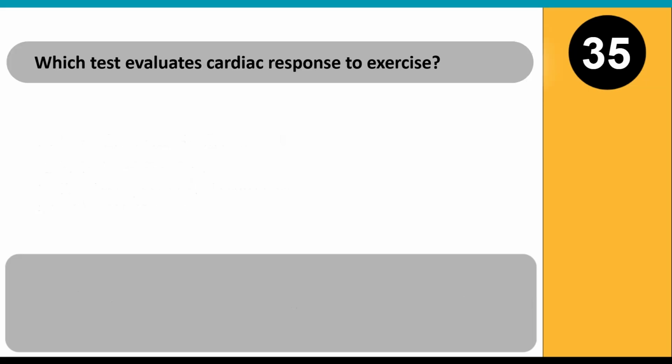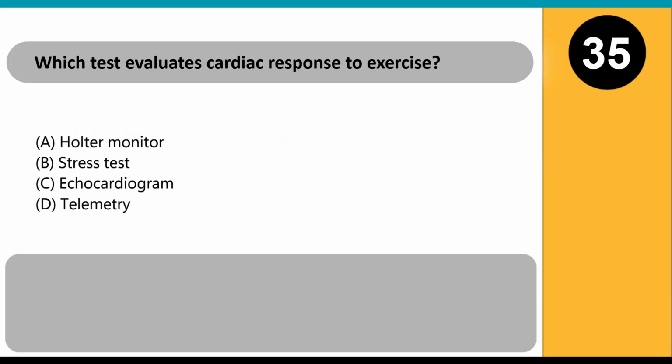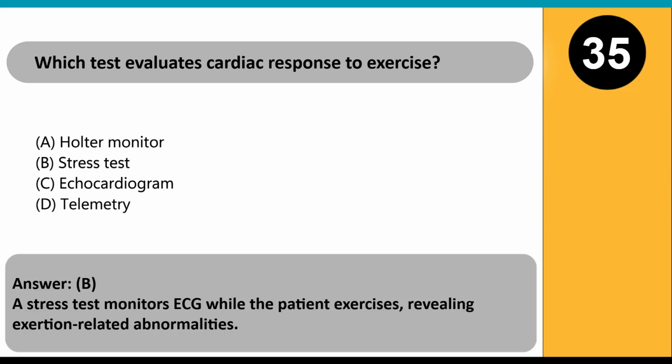Which test evaluates cardiac response to exercise? A. Holter monitor. B. Stress test. C. Echocardiogram. D. Telemetry. Answer B. A stress test monitors ECG while the patient exercises, revealing exertion-related abnormalities.